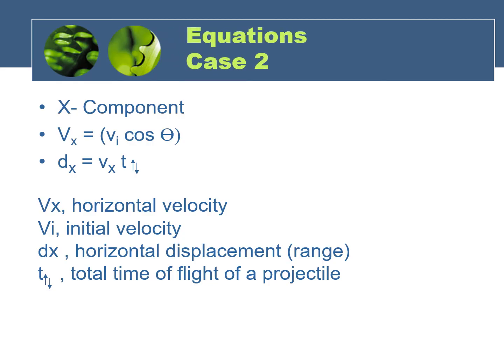To solve problems related to objects projected at an angle, we use these equations for the x or horizontal component, wherein Vx is the horizontal velocity, Vi is the initial velocity, dx is the horizontal displacement or range, and t up down is the total time of flight of a projectile.